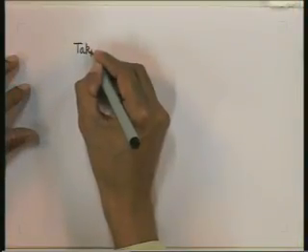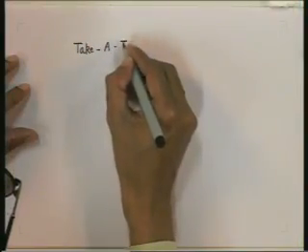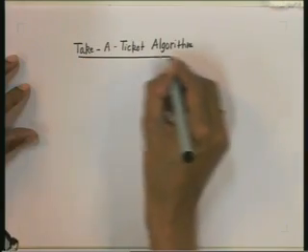One of the simple algorithms that works in practice is the take-a-ticket algorithm, and that was implemented in the DEC Gigaswitch in 1994. So we will see how that algorithm works. Let me just explain the take-a-ticket algorithm.